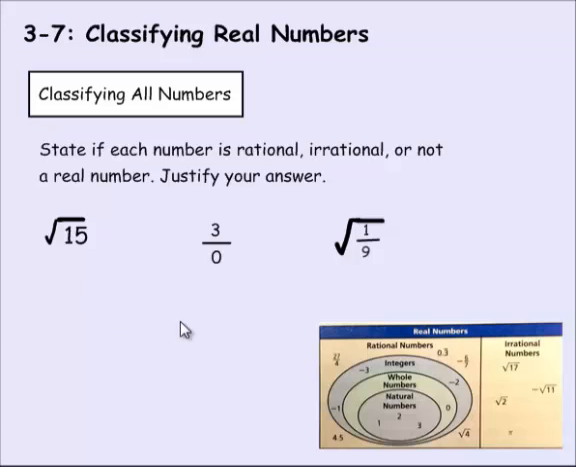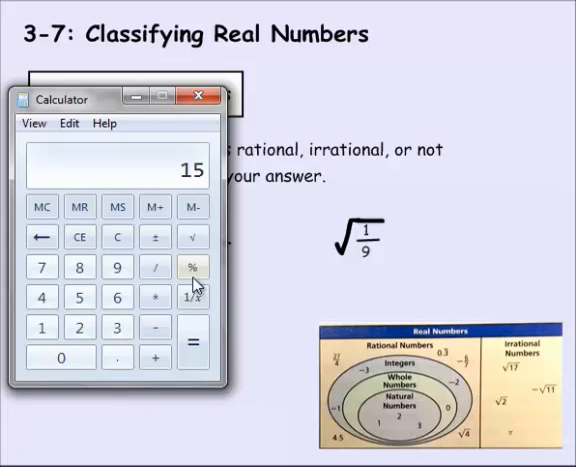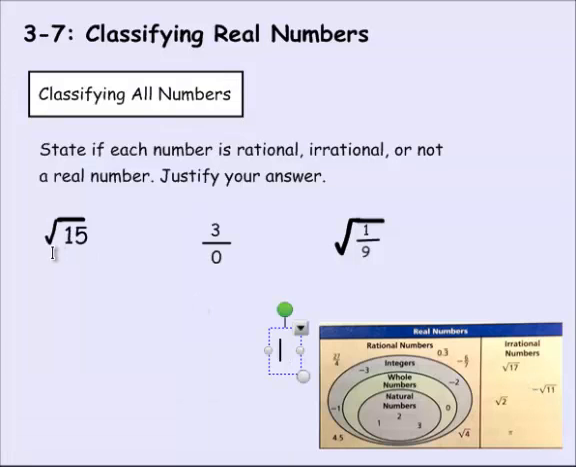Now we need to classify all numbers, meaning that some of these might not even be real. Let's just do this again here. We have the square root of 15. That's 3.87, so we have a non-repeating decimal again, so that's going to fall into irrational number.